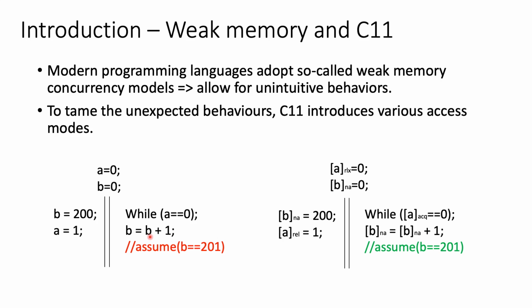To enforce this guarantee, we must decorate the shared variable accesses with access modes as shown on the right. We use the release mode when the left thread writes to A and the acquire mode when the right thread reads A. The non-atomic mode used for location B is the default.